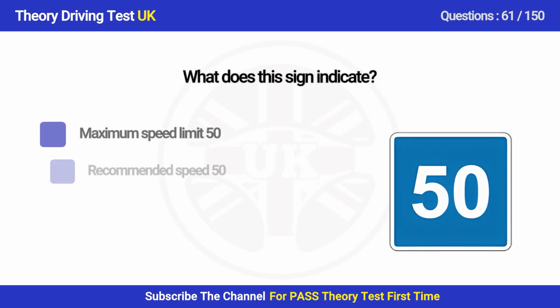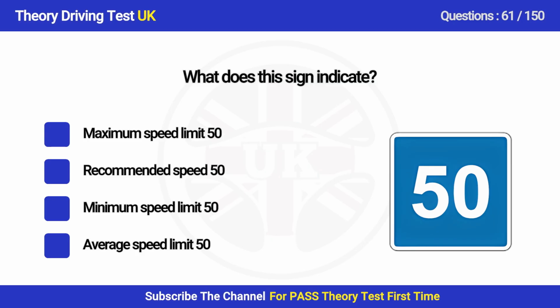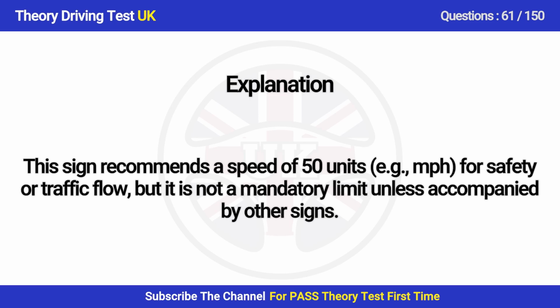Question 61. What does this sign indicate? A. Maximum speed limit 50. B. Recommended speed 50. C. Minimum speed limit 50. D. Average speed limit 50. Answer is B. Recommended speed 50. This sign recommends a speed of 50 units, e.g., for safety or traffic flow, but it is not a mandatory limit unless accompanied by other signs.